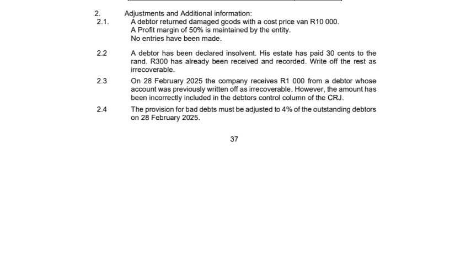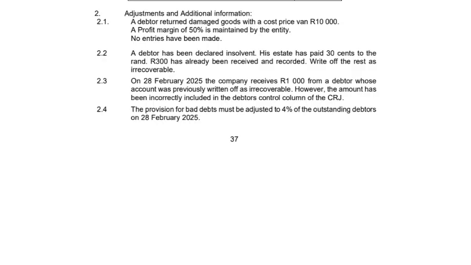Number 2. Adjustments and additional information. 2.1. A debtor returned damaged goods with a cost price of 10,000 Rand. A profit margin of 50% is maintained by the entity. No entries have been made. 2.2. A debtor has been declared insolvent. His estate has paid 30 cents to the Rand. 300 Rand has already been received and recorded. Write off the rest as irrecoverable.